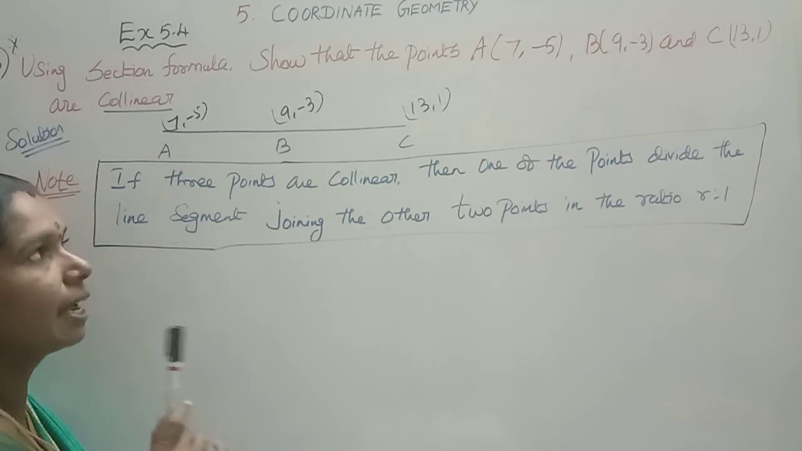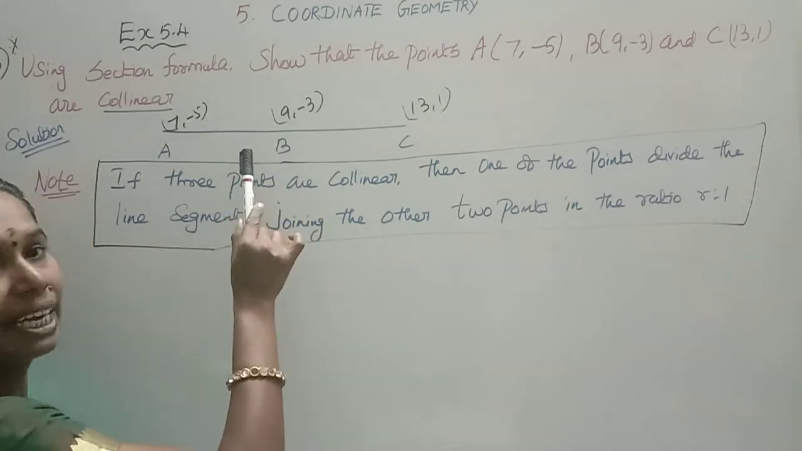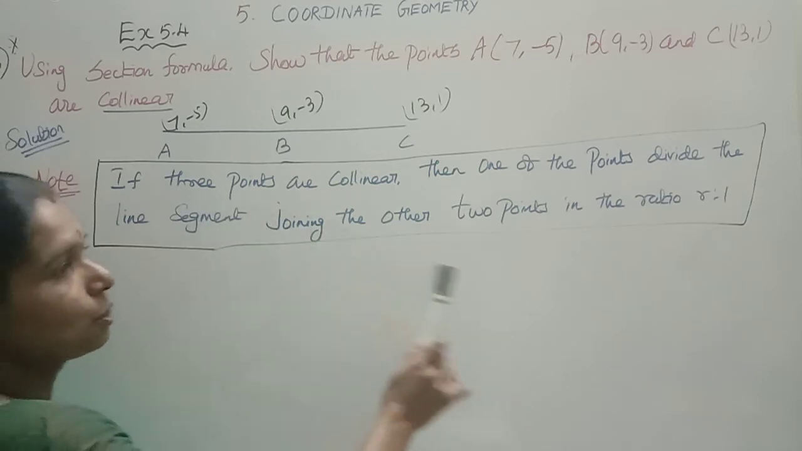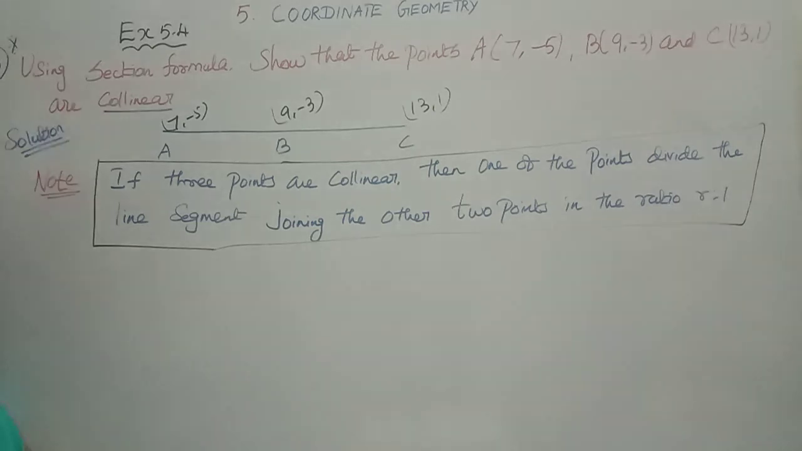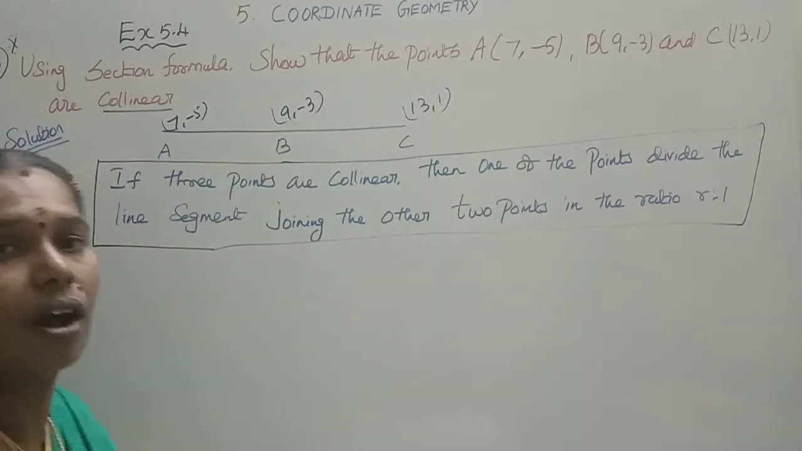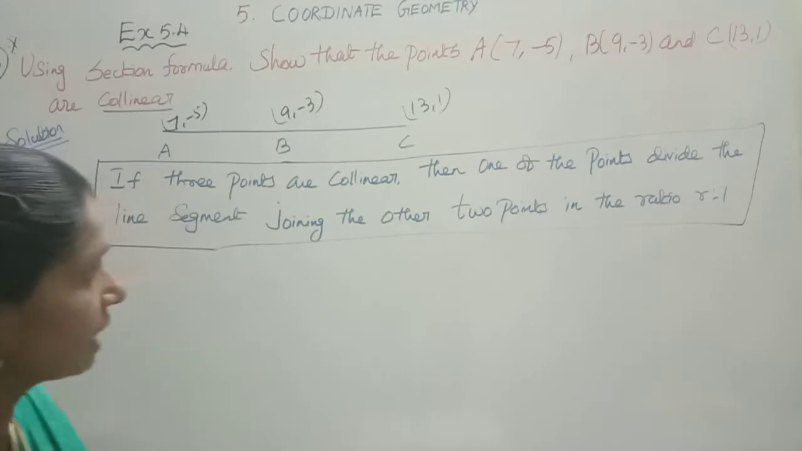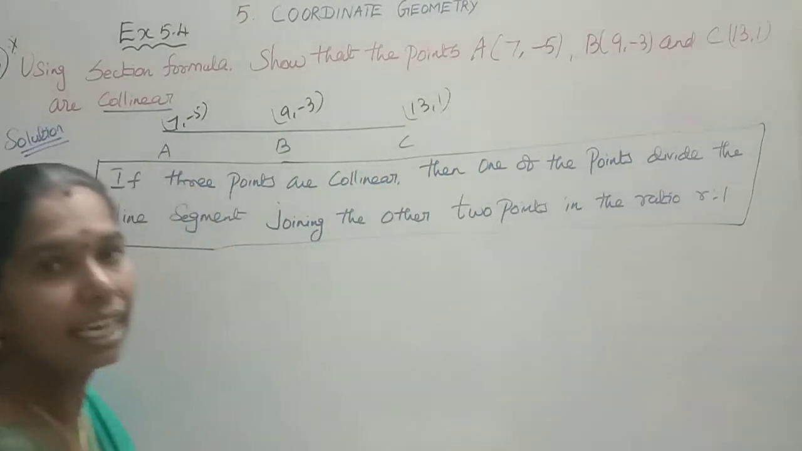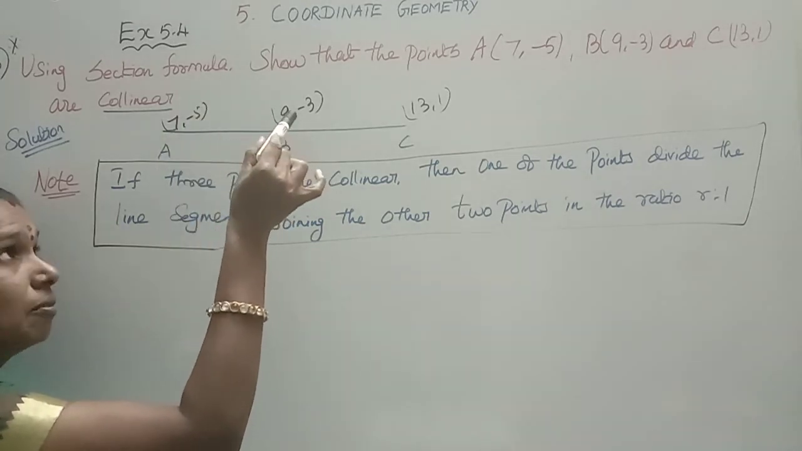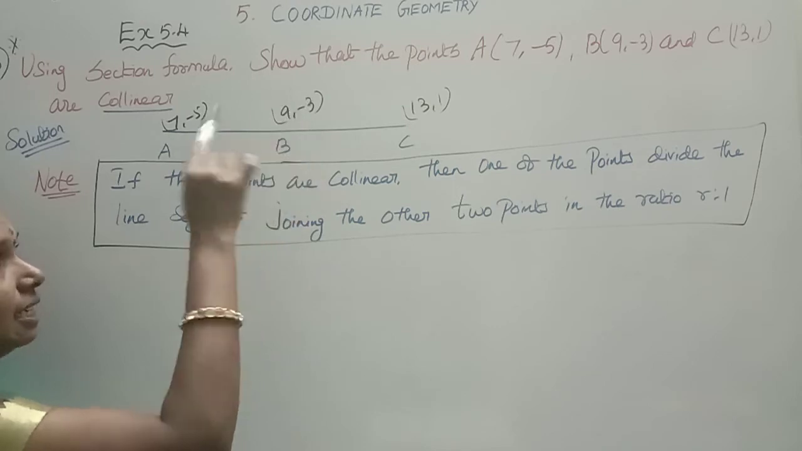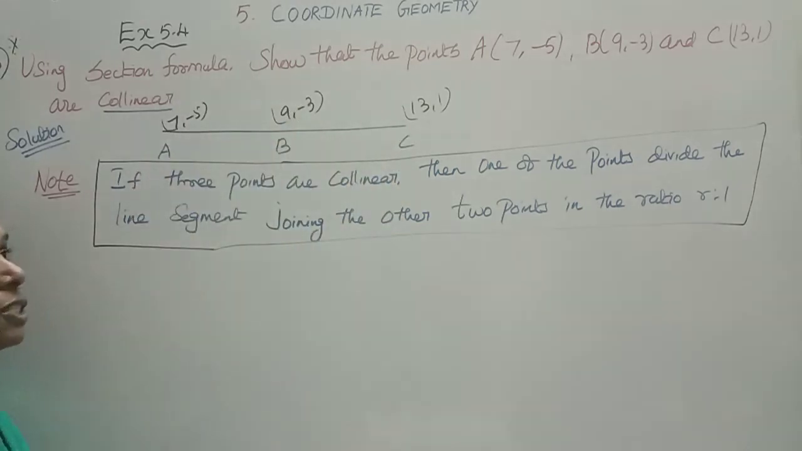Now in this sum, I am going to check whether this B is dividing the line segment AC in the ratio r:1 or not. If the point B divides in the ratio r:1, then we can say the 3 points are collinear. I am going to check whether this B of 9, 3 divides the line segment AC in the ratio r:1 or not. If it divides, we will get the answer 9, minus 3 and we can say the 3 points are collinear. Shall we check this?